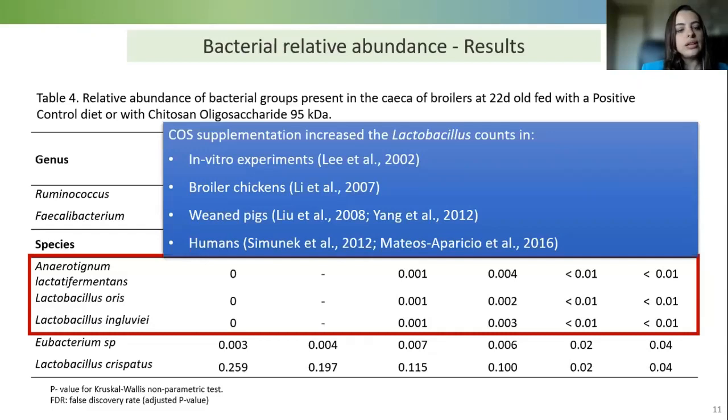Those results are in accordance with previous experiments that I found in the literature, where the authors supplementing COS in the diet saw an increase in Lactobacillus counts, and it occurs in in vitro experiments, broiler chicken experiments, pigs, and also human experiments. So it seems a very characteristic property of the COS.